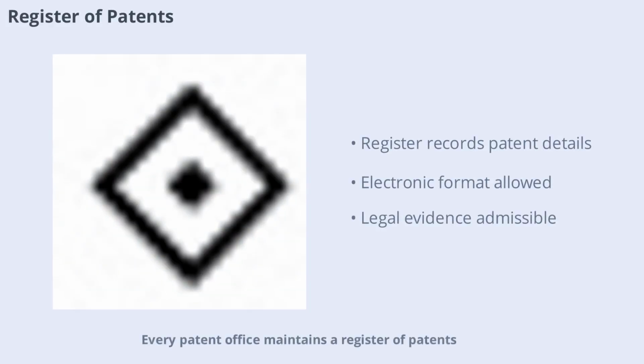Every patent office maintains a register of patents, containing names and addresses of grantees, notifications of assignments, licenses, amendments, and other matters affecting validity or proprietorship. The register can be kept electronically. Certified copies are admissible in legal proceedings. The register also records particulars of proceedings before the controller, appellate board, or courts, ensuring transparency and accountability.